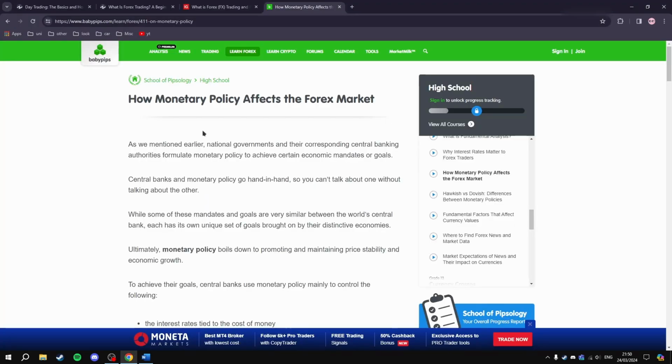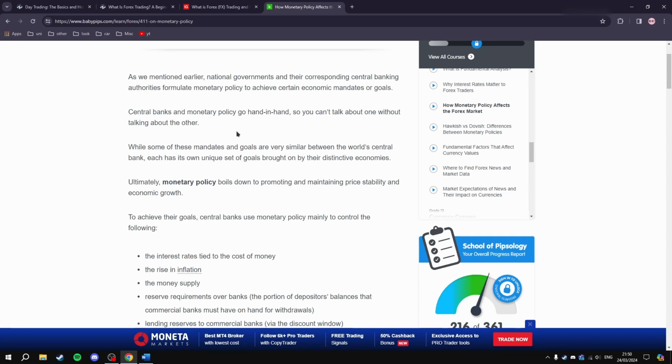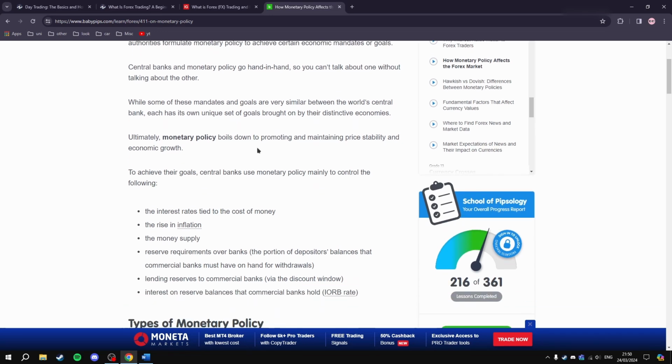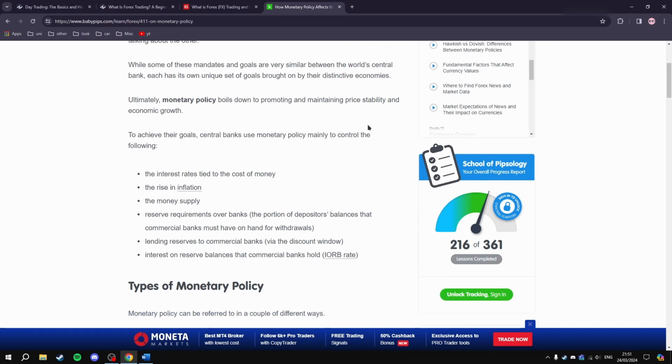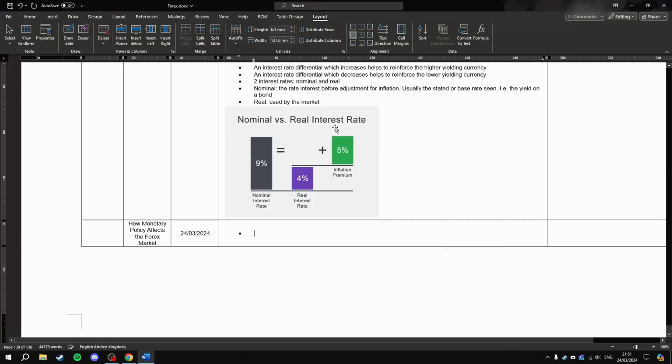As we mentioned earlier, national governments and their corresponding central banking authorities formulate monetary policy to achieve certain economic mandates or goals. Central banks and monetary policy go hand in hand, so you can't talk about one without talking about the other. While some of these mandates and goals are very similar between the world's central banks, each has its own unique set of goals brought on by their distinctive economies. Ultimately, monetary policy boils down to promoting and maintaining price stability and economic growth.